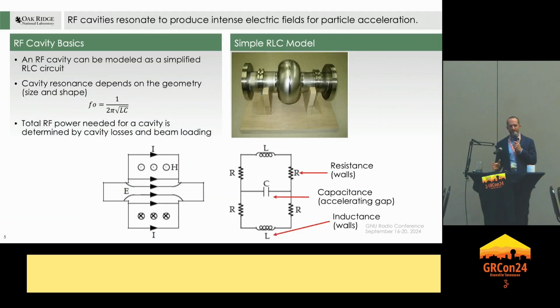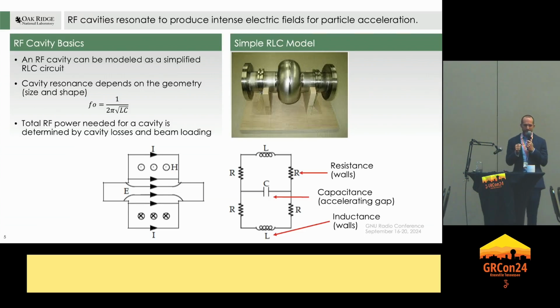So RF cavity basics. Again, everyone in the room, I think, understands resonant frequency. So with a cavity, it's no different, right? It's just a big metal can. You shape that can, you change the volume of that can, and you can affect things like the inductance of the can, you can affect the capacitance of the can, and what you get is a resonant cavity.